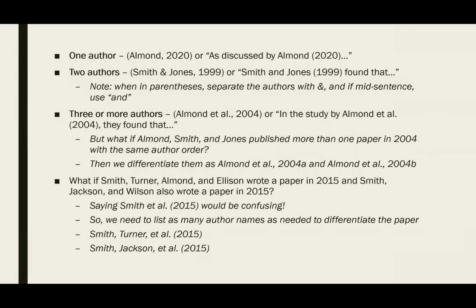So one author, Almond, 2020, if you're citing a paper by me published last year, or if you are actually talking about the author in the text, you could say as discussed by Almond, and then you'd have just the 2020 in the brackets. So if you don't reference the author in your actual sentence, you would just put author last name, comma, year, or if you do say something like as discussed or as found by, you would just put the year in the brackets.